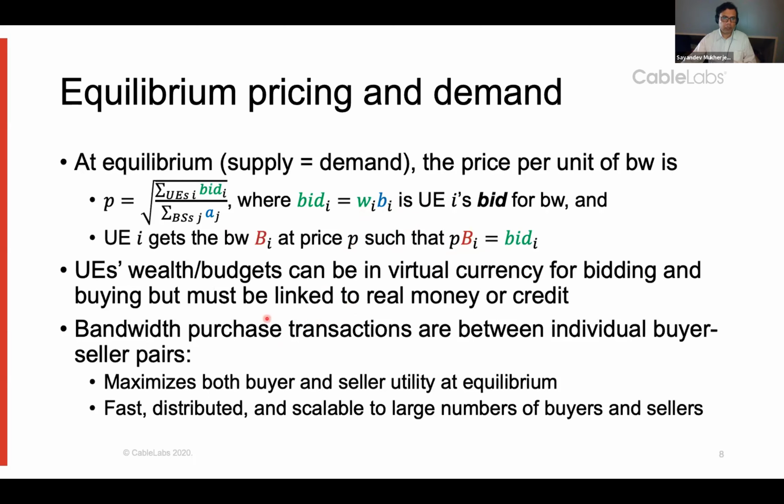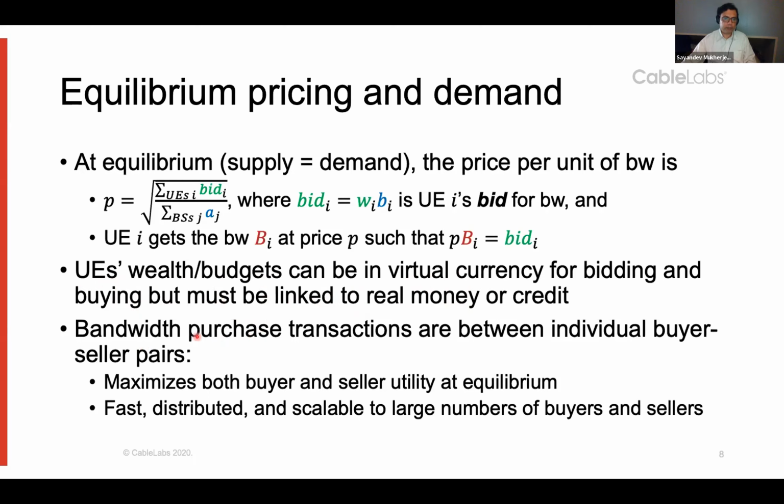Okay, now note that to keep the UEs honest and to prevent them from bidding arbitrarily high, the budgets, though they can be in virtual currency for bidding and buying, can't be entirely funny money. That currency has to be linked to real money or credit. So somewhere the UE really is being charged a tangible amount of resources or assets in order to purchase the commodity.